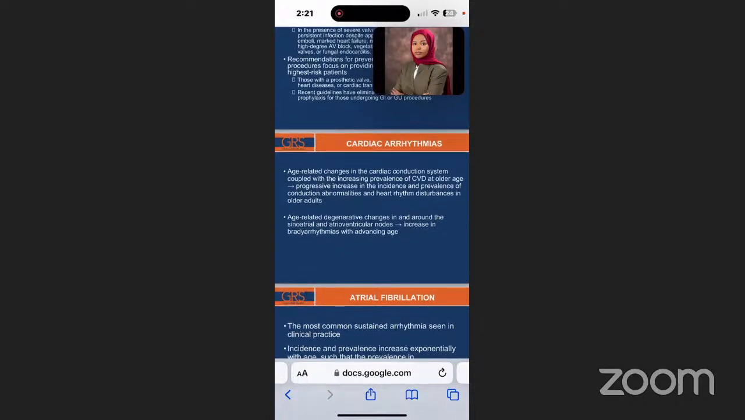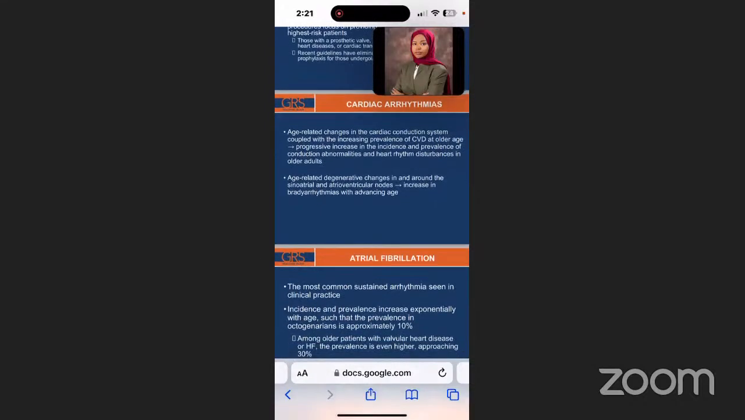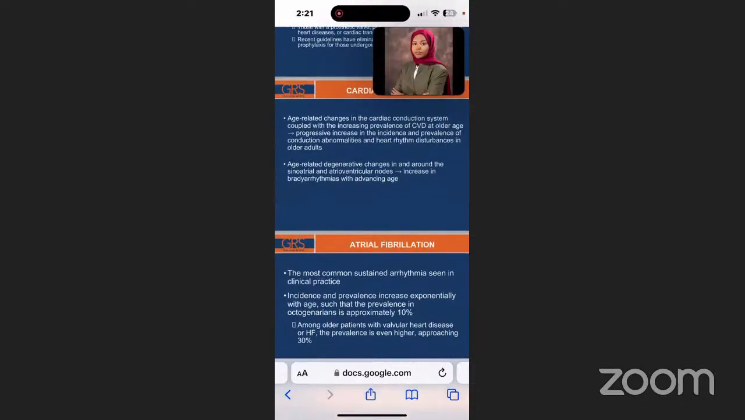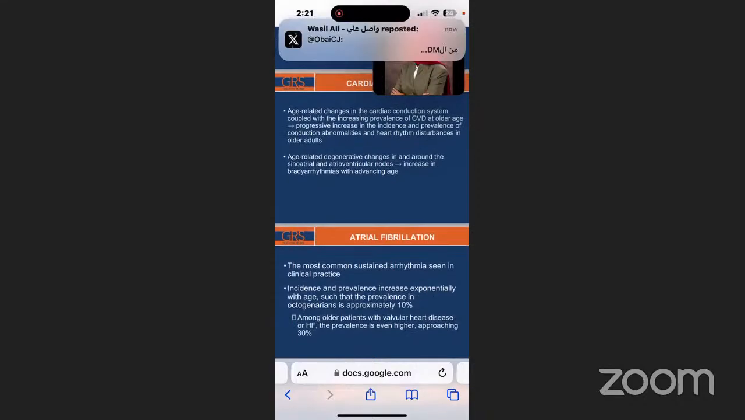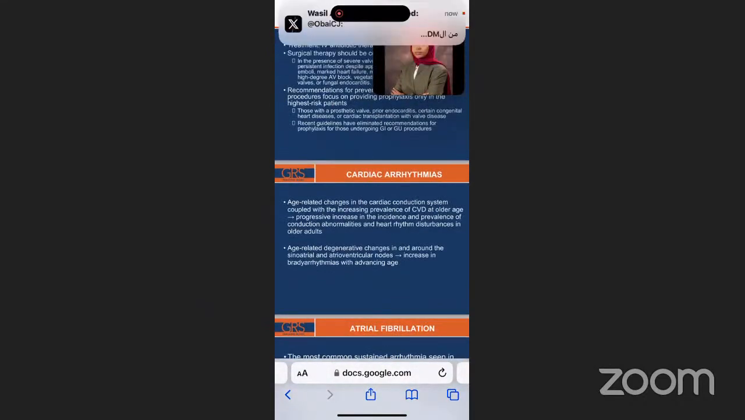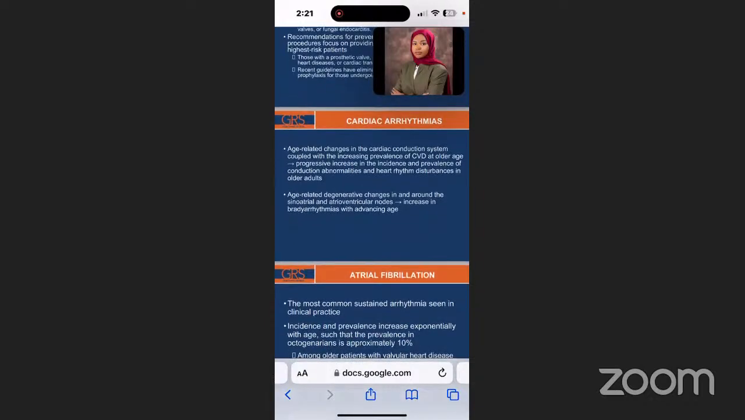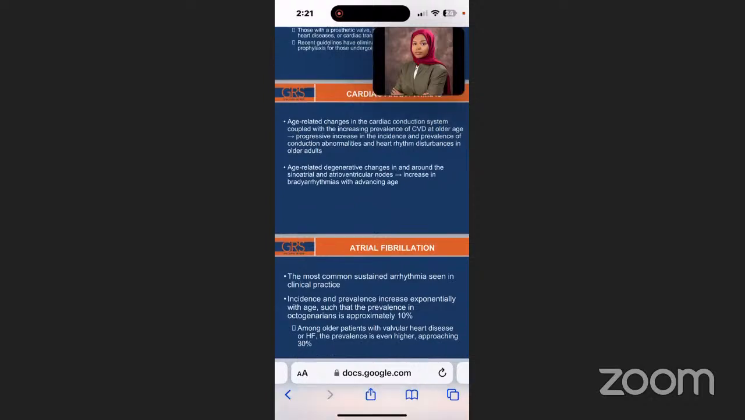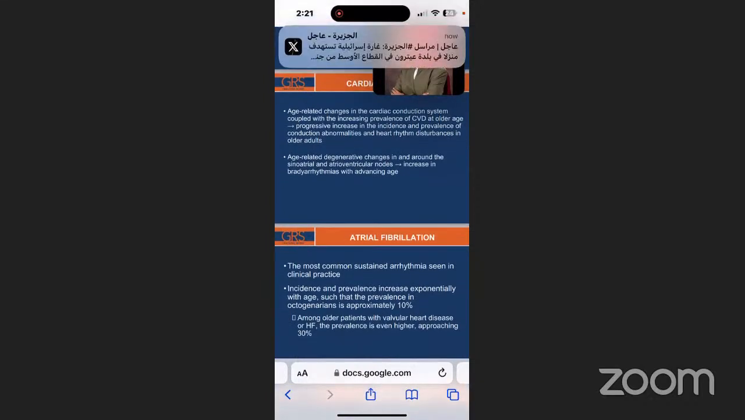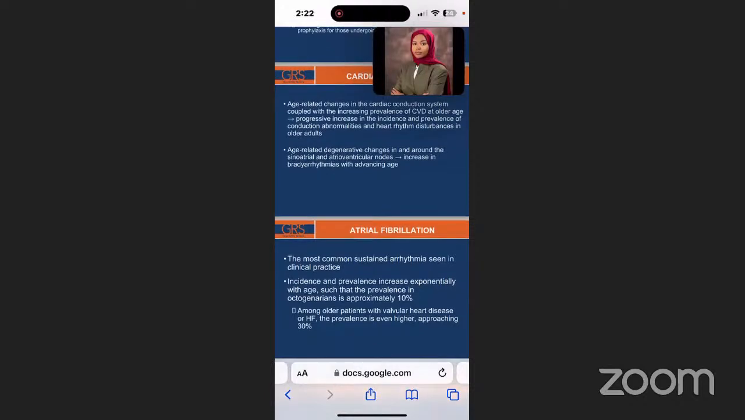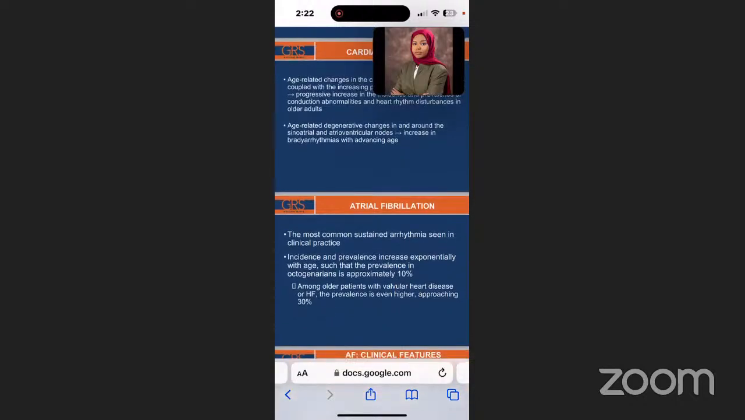The next topic we will discuss is cardiac arrhythmias. Age-related changes in cardiac function, coupled with an increased prevalence of cardiovascular disease at older age, progressively increase the incidence and prevalence of conduction abnormalities and heart rhythm disturbances in older patients. Also, there is age-related degenerative change in and around the SA and AV nodes, which increases the prevalence of bradyarrhythmias in advanced age.